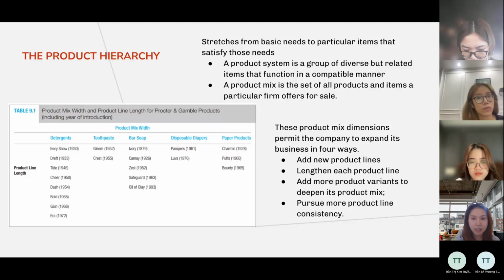In the table, you can see a company's product mix has a certain width, length, depth, and consistency. These product mix dimensions permit the company to expand its business in four ways. It can add new product lines, thus widening its product mix, lengthen each product line, add more product variants to deepen its product mix, and pursue more product line consistency. To make these product decisions, marketers conduct product line analysis.